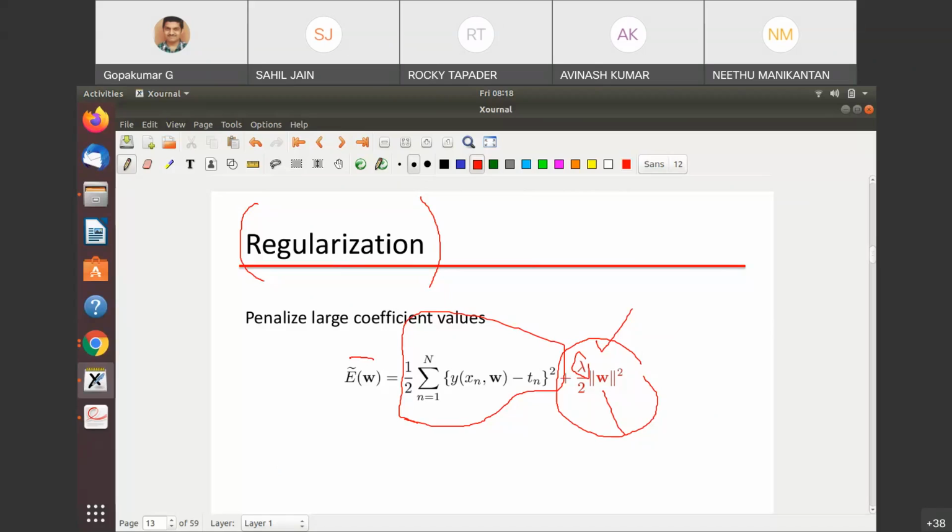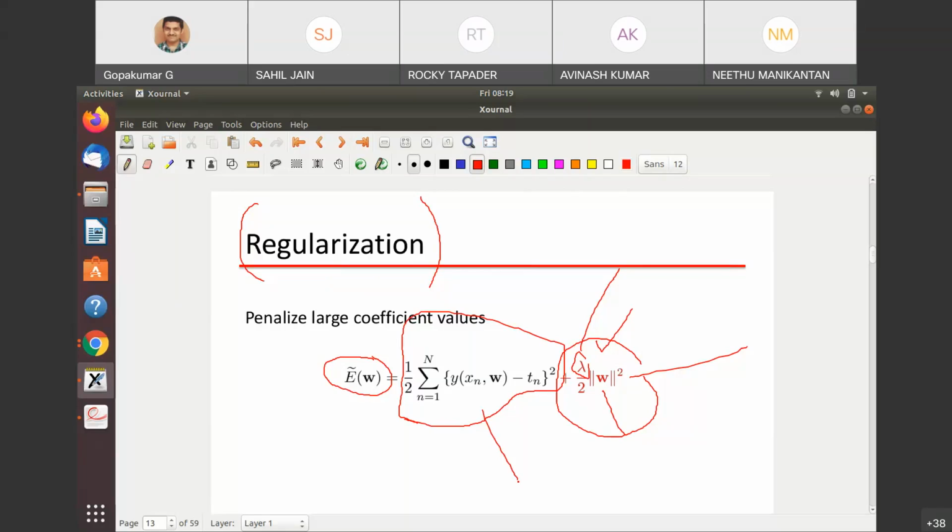Here E tilde of w is our final error function, if we are considering regularization in the model. We will see different cases. When lambda is equal to 0, this regularization term will vanish. That means our error function will be the same as the previous error function that we have already seen, the sum of squares error function. Then when we increase lambda, that term will be added to the total error.